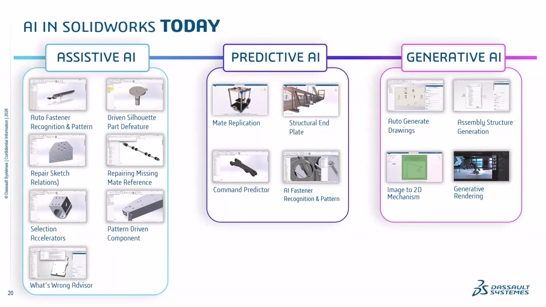And this slide summarizes what we've already released, covering a wide range of helpful capabilities like fastener recognition and patterning, repairing sketches, the command predictor, like I already mentioned, auto-generate drawings, faster rendering, and so much more.